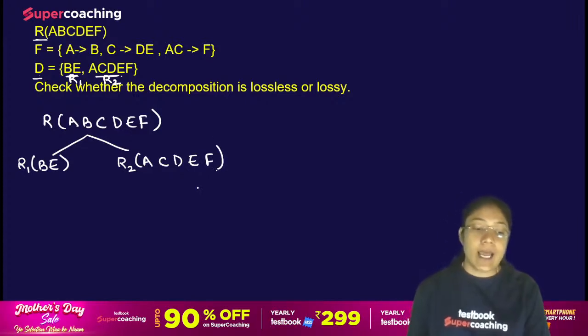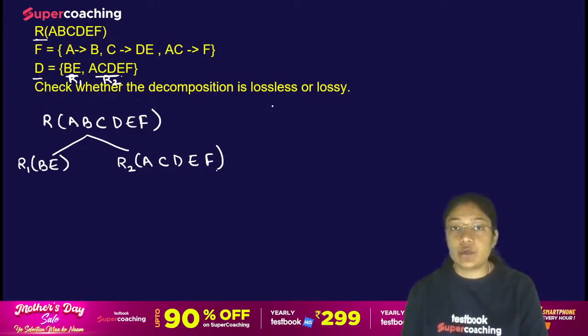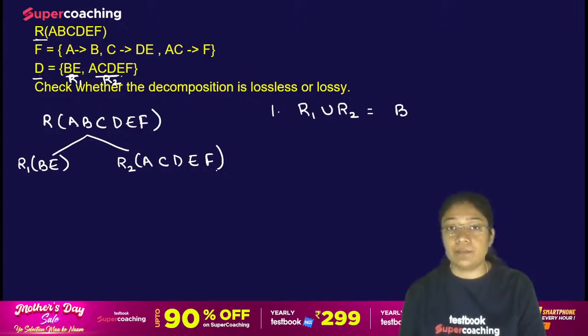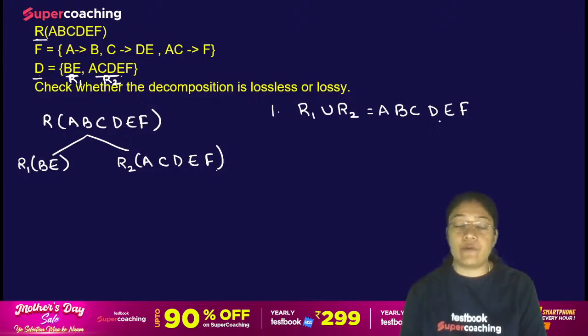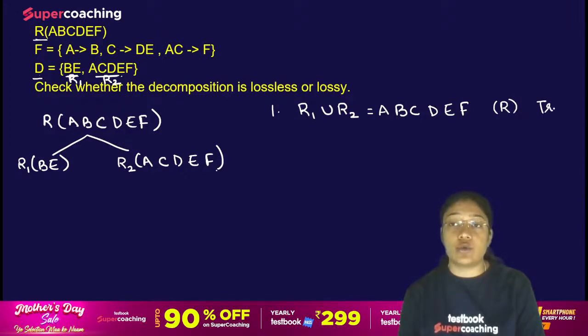So can you tell me, is the first condition true? In the first condition, we are taking the union of R1 and R2. Is it covering all the attributes of the original relation R? R1 is having the attributes B and E. R2 is having the attributes A, C, D, E is already covered, and F. So it is covering all the attributes of the relation R. So we can say that the first condition is true.